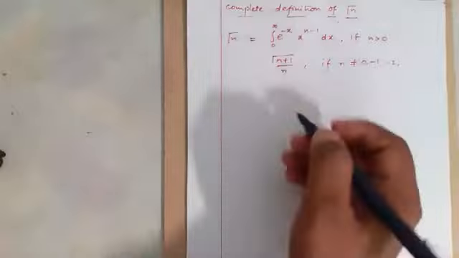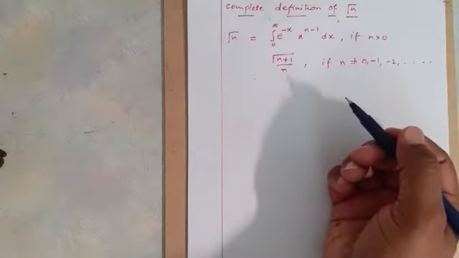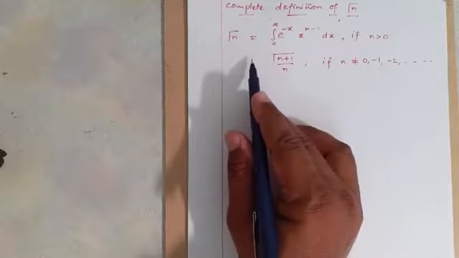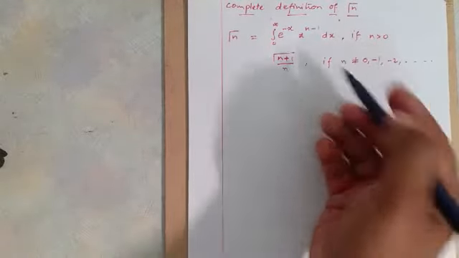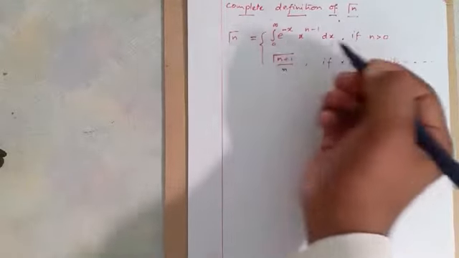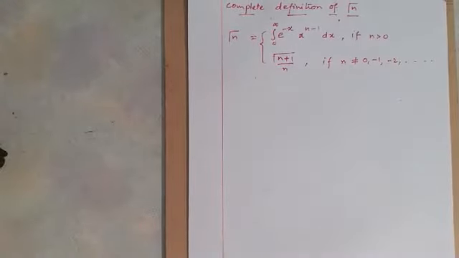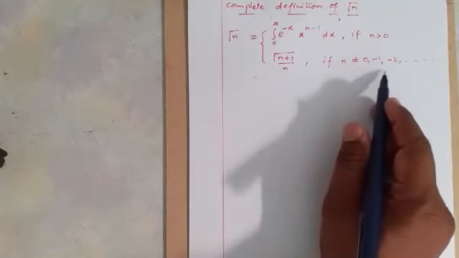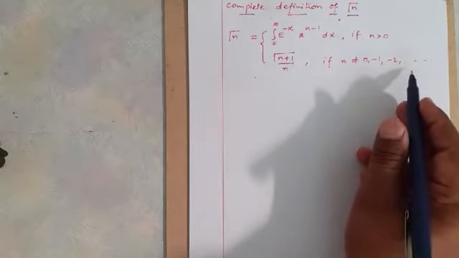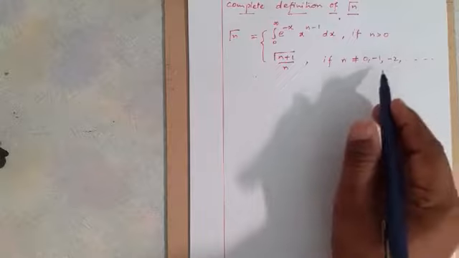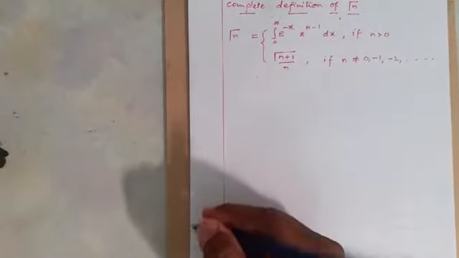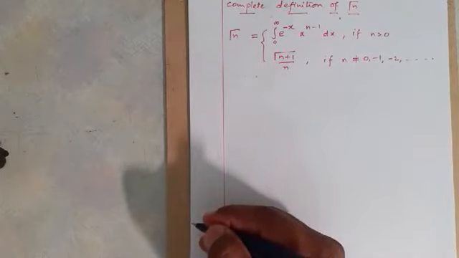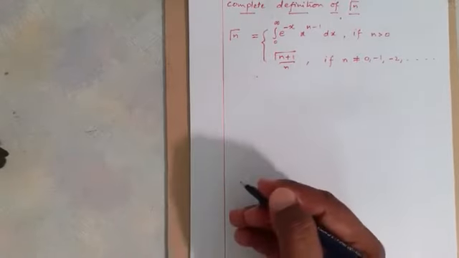So what we have discussed right now is the definition of gamma n when n is greater than 0, that is, when n is a positive integer, and n is not equal to 0, -1, -2, and so on, in the sense that these are all negative integers. So we take only these definitions for positive integers. And another thing I have told you is that a negative fraction is not a negative integer.